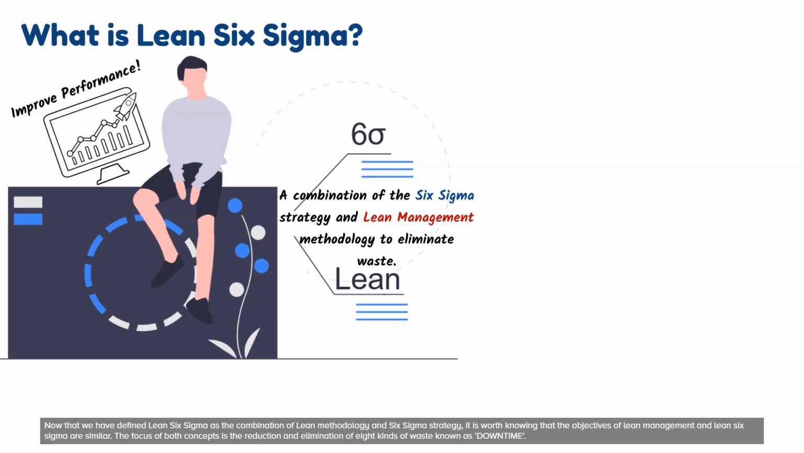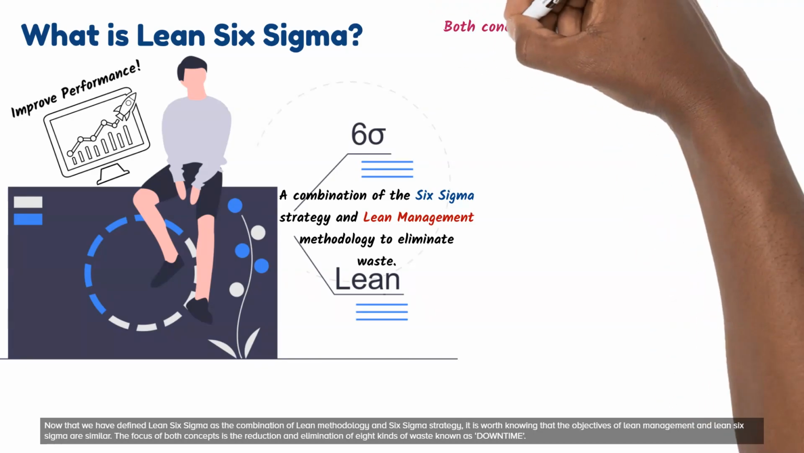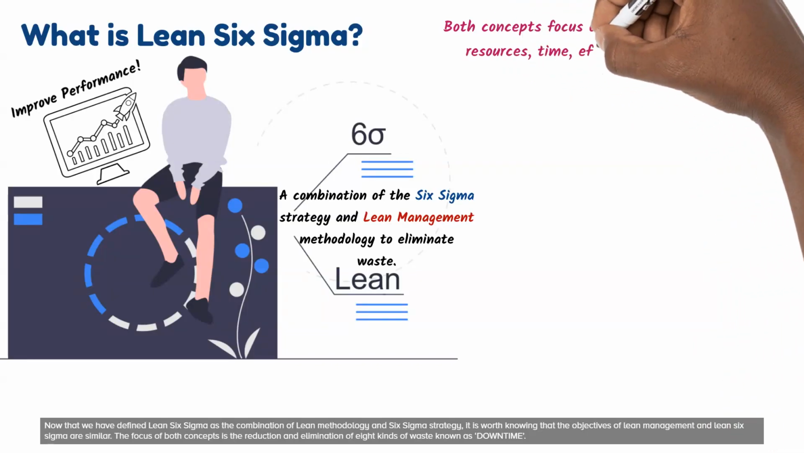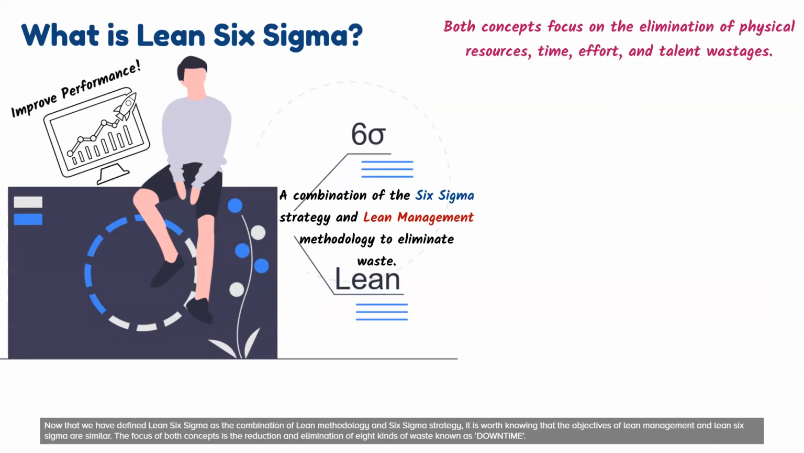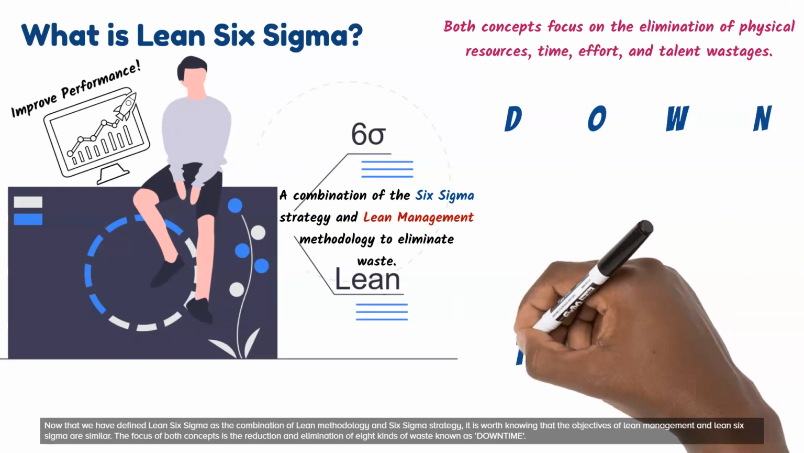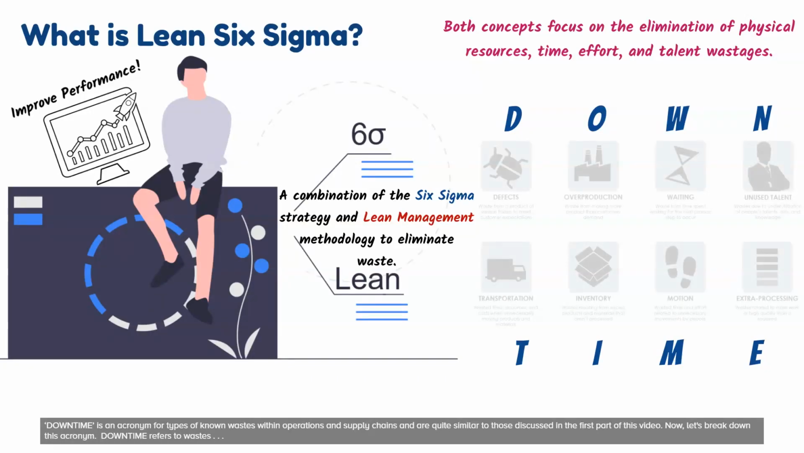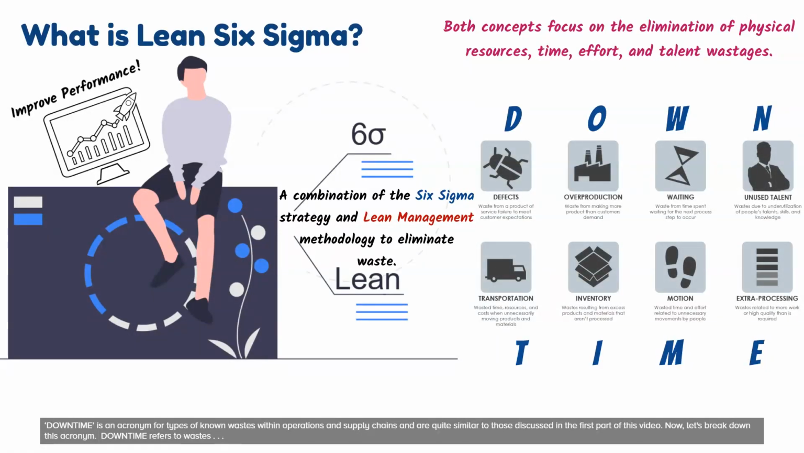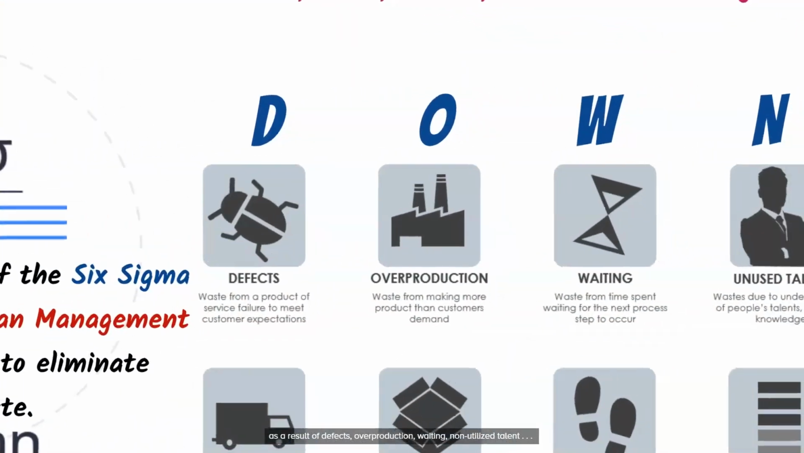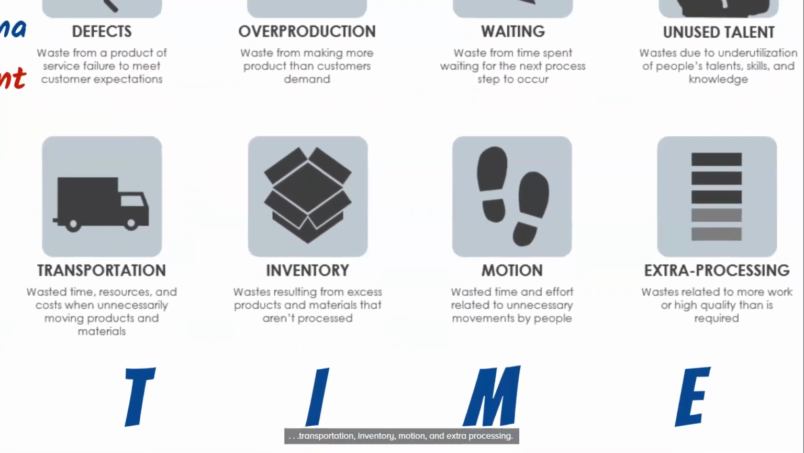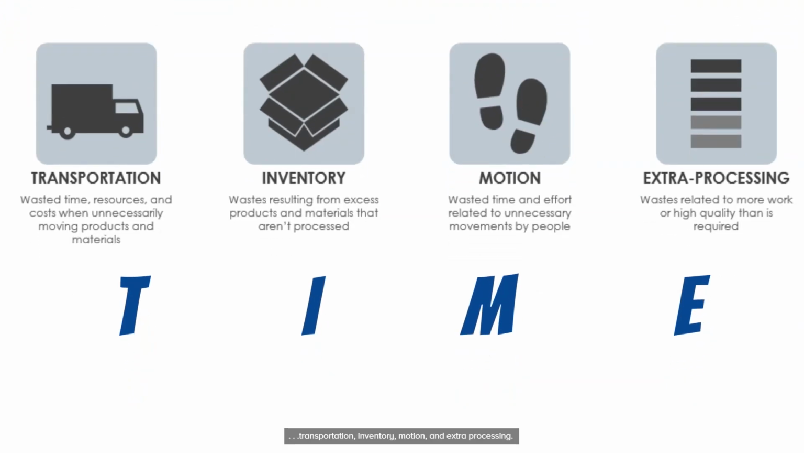Now that we have defined Lean Six Sigma as the combination of lean methodology and Six Sigma strategy, it is worth knowing that the objectives of lean management and Lean Six Sigma are similar. The focus of both concepts is the reduction and elimination of 8 kinds of waste known as DOWNTIME. DOWNTIME is an acronym for types of known wastes within operations and supply chains and are quite similar to those discussed in the first part of this video. Now, let's break down this acronym. DOWNTIME refers to wastes as a result of defects, overproduction, waiting, non-utilized talent, transportation, inventory, motion, and extra processing.